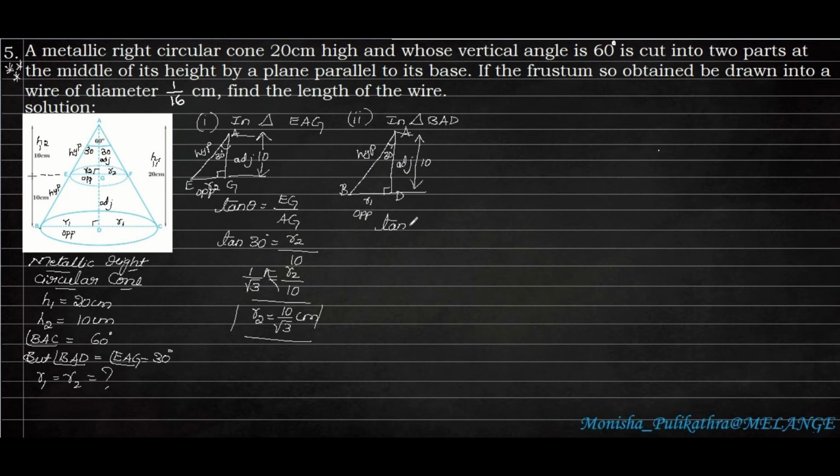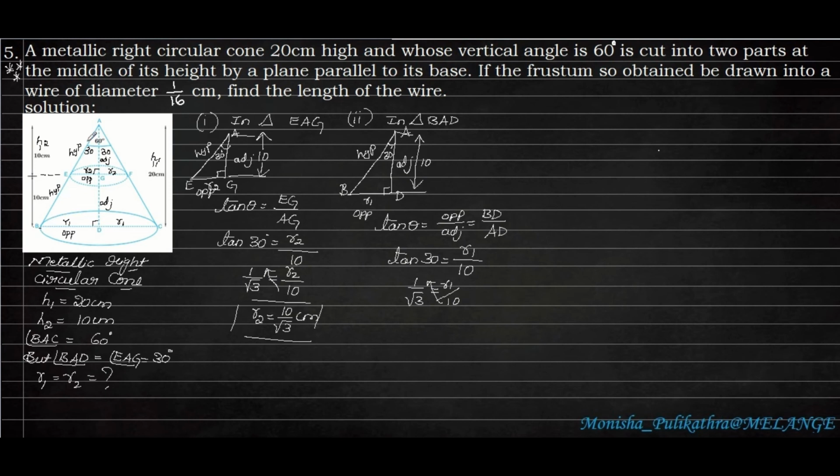Again, tan theta is equal to opposite by adjacent. So the opposite side is BD and the adjacent side is AD. Okay, tan theta is nothing but tan 30 is equal to BD, whose value is R1, and AD is 10. So tan 30 is 1 by root 3, equal to R1 by 10. Again, cross multiplication.